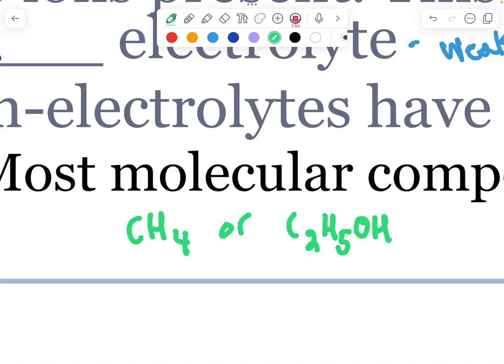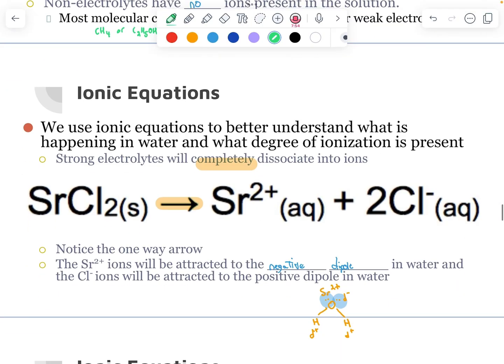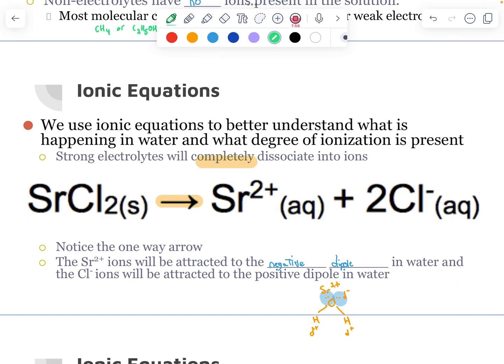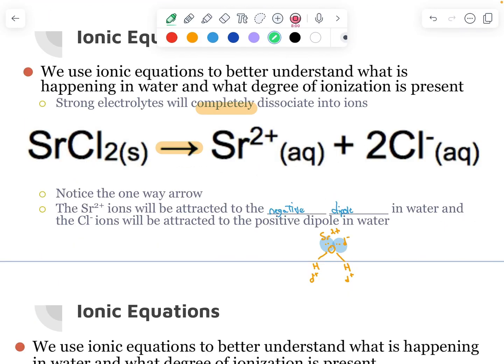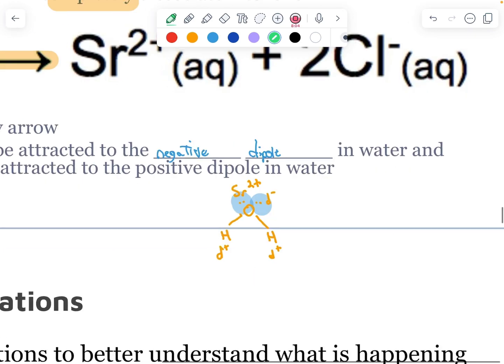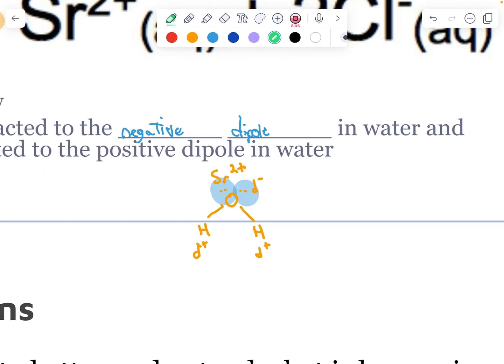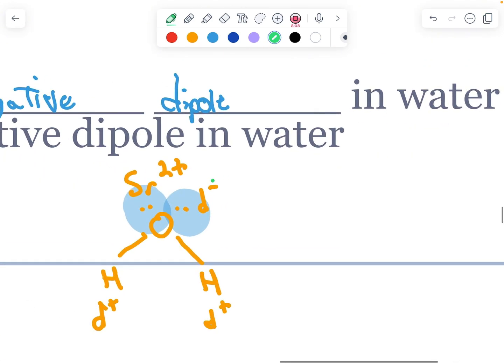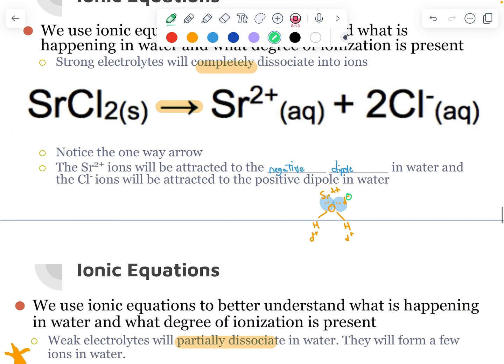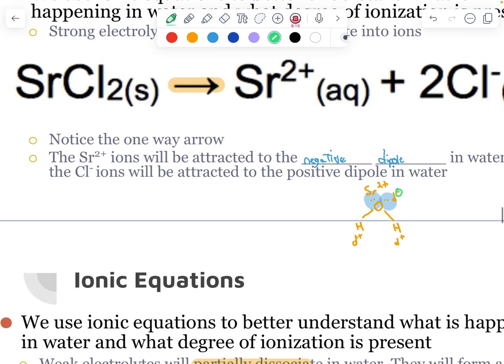Strong electrolytes will completely dissociate into ions, so we use the one-way arrow, and the strontium ions will be attracted to the negative dipole, so that's kind of what I was talking about in the last example. We have this oxygen with its lone pairs. This is a negative dipole, that's how we denote it here, and this positive ion is attracted to this side, and that's pretty much all we need to know for right now, since we haven't talked about intermolecular forces quite yet.